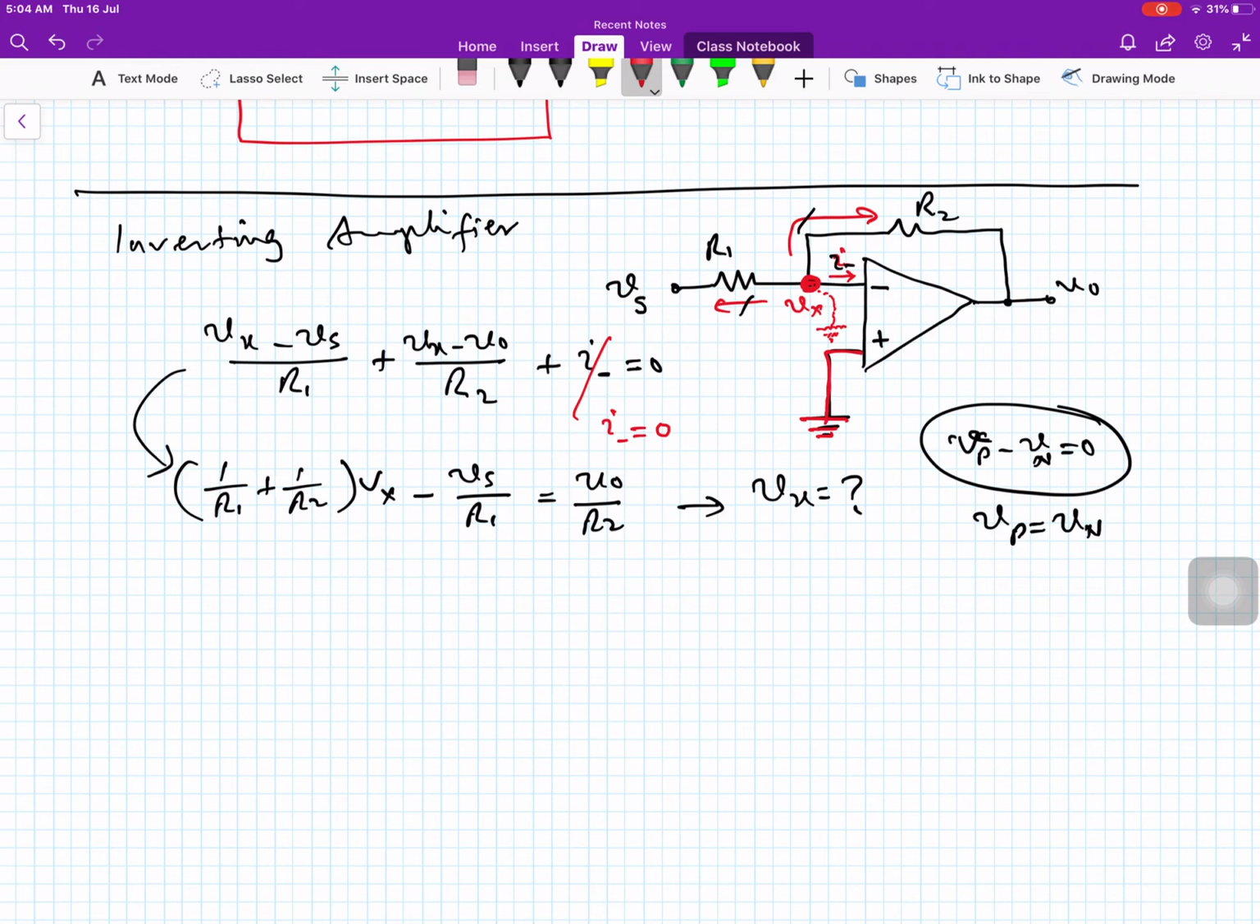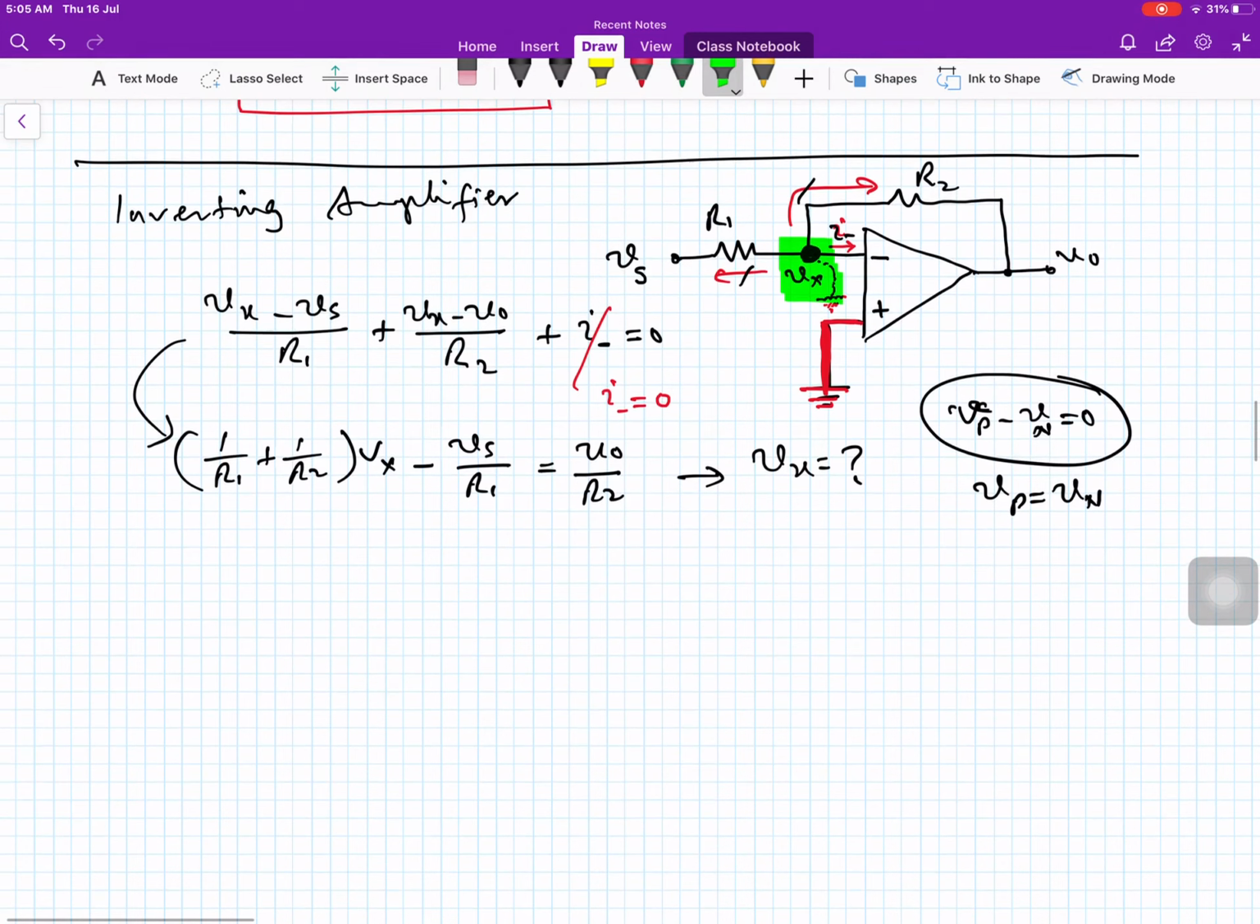This is connected to actual ground, but due to the properties of the ideal operational amplifier, the voltage at this node is also ground voltage, but it is not connected to the ground. It is due to the assumptions we have used in the ideal model of an operational amplifier. So this is known as a virtually grounded node.